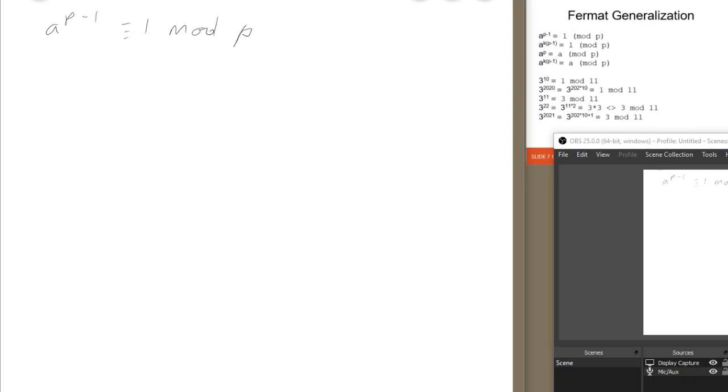We have discussed a generalization to a to the power of a multiple of p minus 1 also being congruent with 1 mod p. We have talked about another generalization where we multiplied with a on both sides of the original format, and we are getting a to the power p congruent with a mod p.